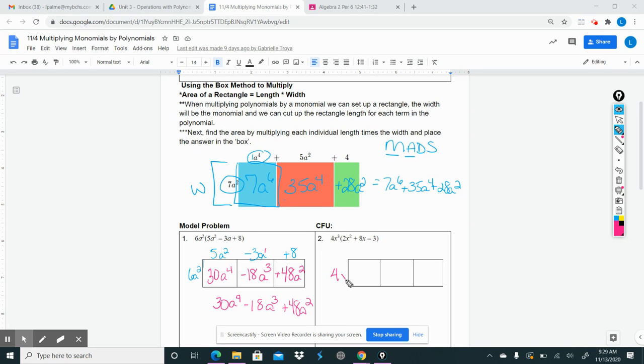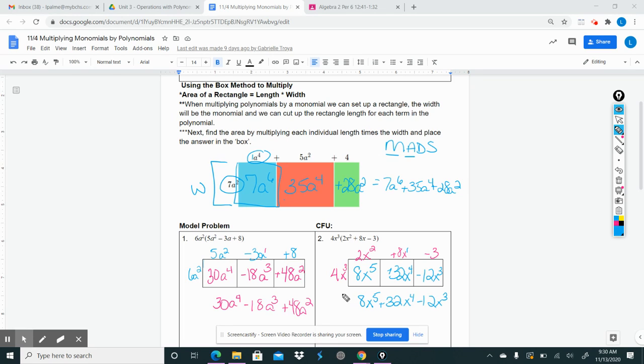Okay, monomial gets placed in the width, 4x to the 3rd, 2x squared plus 8x. And notice I'm putting the signs with the terms and negative 3 at the end. Multiplying each term we have here, 4x to the 3rd times 2x squared is 8x to the 5th power, adding our exponents. 4x to the 3rd times 8x to the 1st is positive 32x to the 4th. And then 4x to the 3rd times negative 3 is negative 12x to the 3rd. Putting our answer nicely, 8x to the 5th plus 32x to the 4th minus 12x to the 3rd.